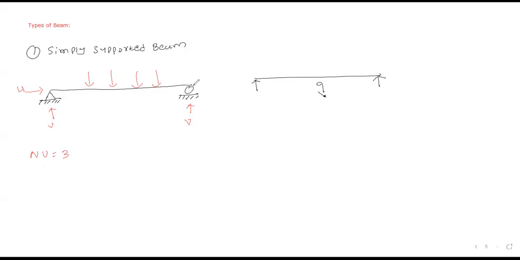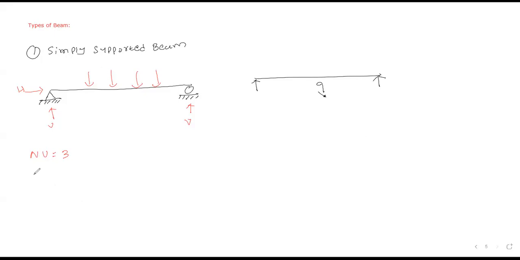Now, how many conditions are available for a non-concurrent force system? We have already discussed it. Tell me how many conditions are available. Give me the answer only in the chat box. Don't write the word conditions, just write the number.